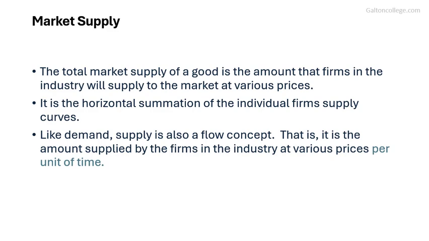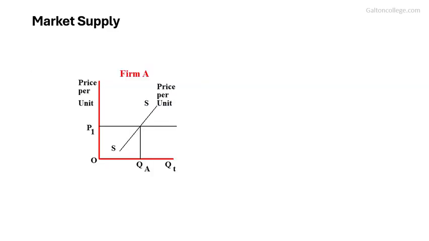Now let's go back and look at this horizontal summation, this term just above it. It is the horizontal summation of individual firms' supply curves. Okay, there's the supply curve for firm A. We know it's a supply curve because it's got two S's. But seriously, it's upward sloping. It's the price per unit. If I put the cursor on here, we have the quantity per unit of time. We have the price per unit. So we have the axes right.